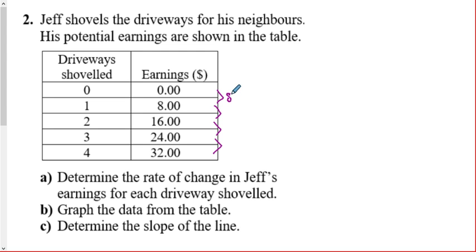My first one, I go 8 minus 0. Well, that's going to be 8. My next one, I go the lower number, lower down on the table, 16 minus the one before it is 8. 16 minus 8 is 8. And we got 24 minus 16. Well, that's 8. And 32 minus the one above it, 24. That's 8. So I think you see the pattern here. What is our rate of change?